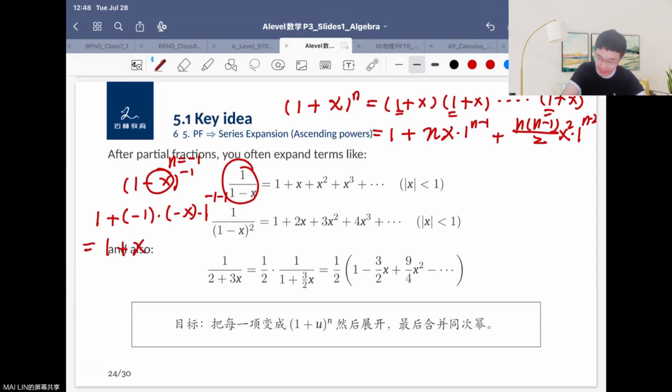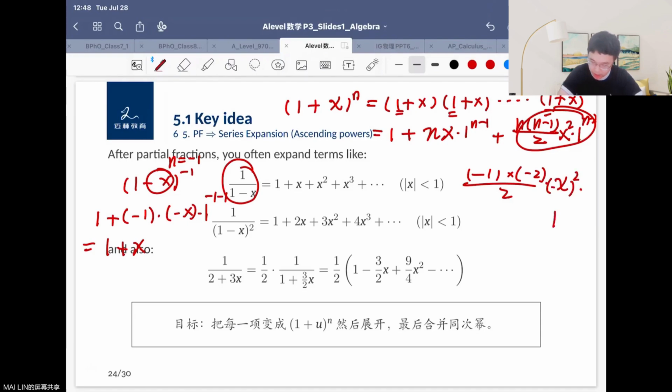And then we can add a third term. Here it is n times (n minus 1) over 2 times x squared, times 1 to the power of n minus 2, right? Because n equals negative 1, we have negative 1 times negative 2 over 2, times negative x squared, times 1 to the power of negative 1 minus 2. So after expanding it, you can find it's x squared, and then x cubed. So this equation can be expanded as 1 plus x plus x squared plus x cubed, right?